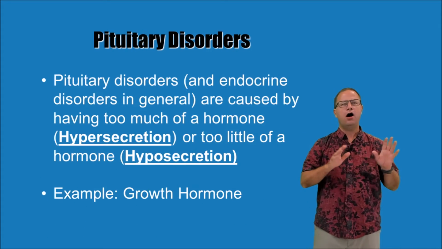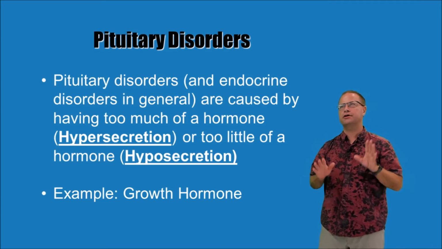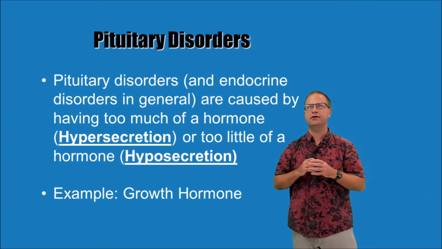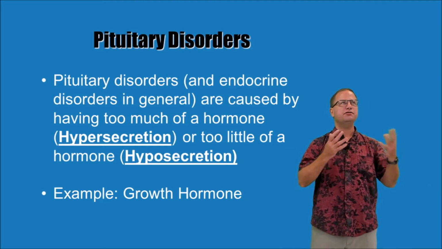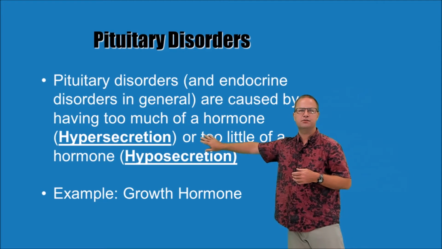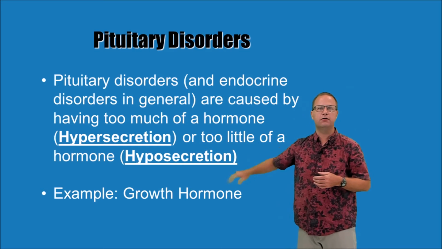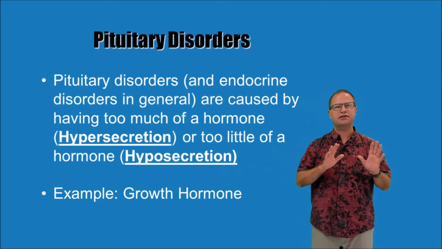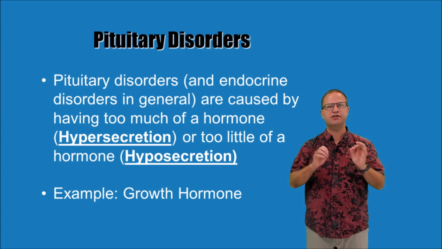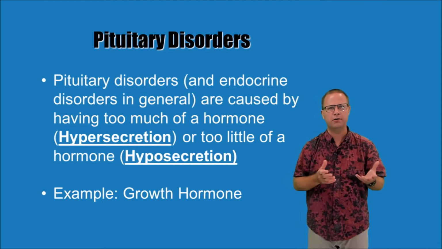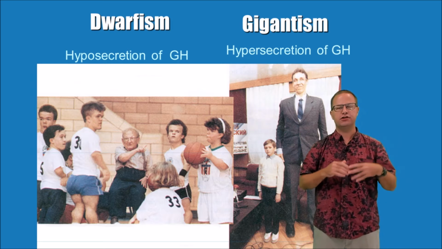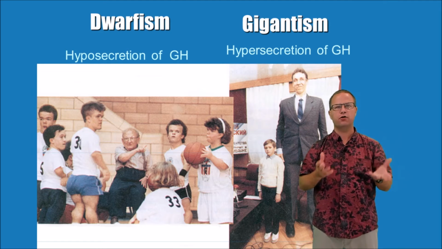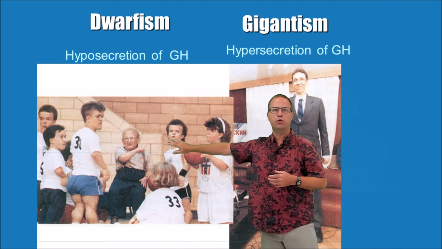Okay, now that we've mentioned growth hormone, we're going to talk a little bit about some disorders that can go on with the pituitary gland or just hormone production in general. With most of these hormones, we can have either too much, which is called hypersecretion, or too little, which is called hyposecretion. So our example here is we're going to look at hypersecretion and hyposecretion of growth hormone and see what effects it has on the body.